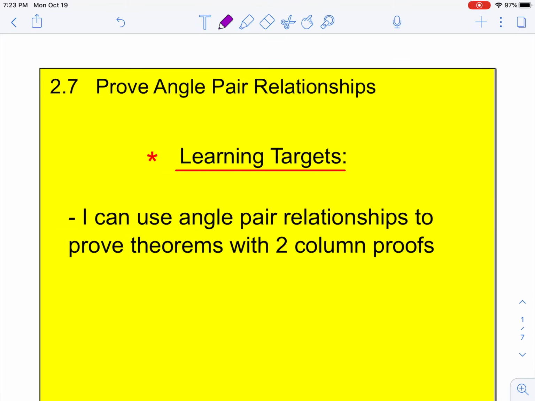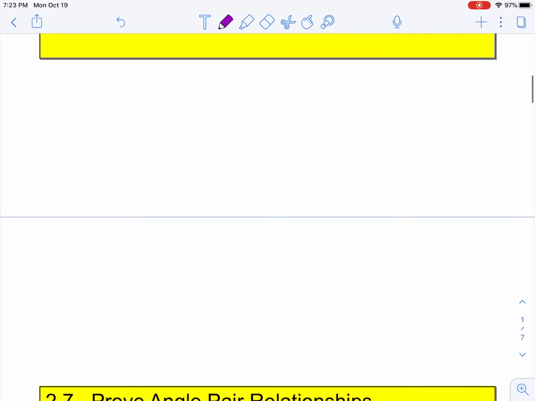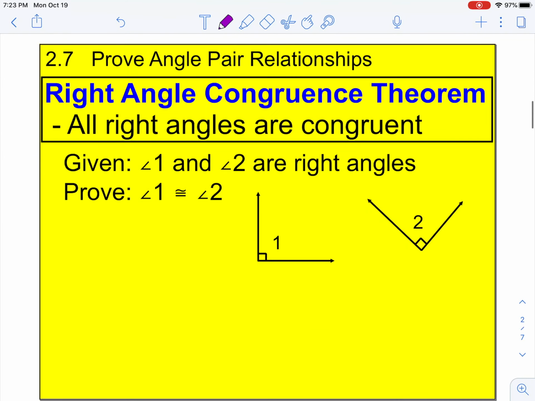Section 2.7, prove angle pair relationships. We're going to use angle pair relationships and prove theorems with two-column proofs. So here's the first one.